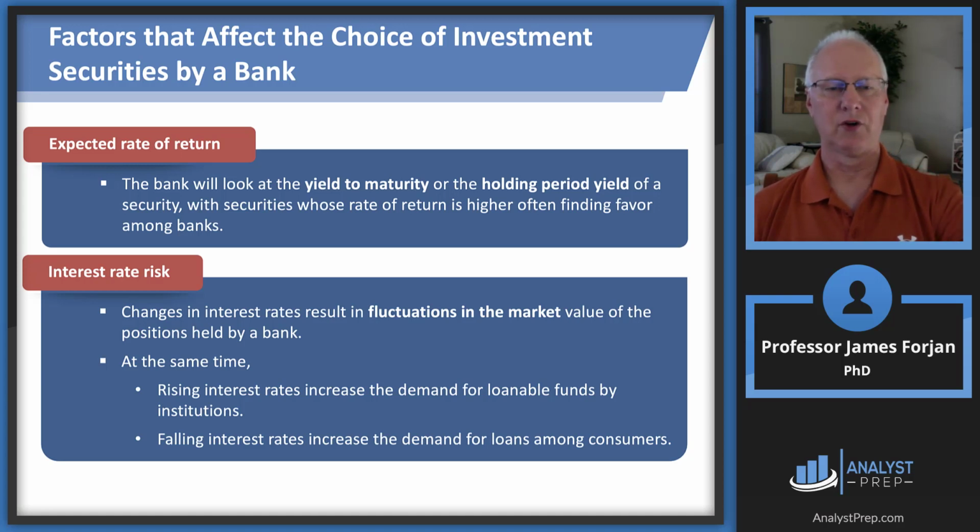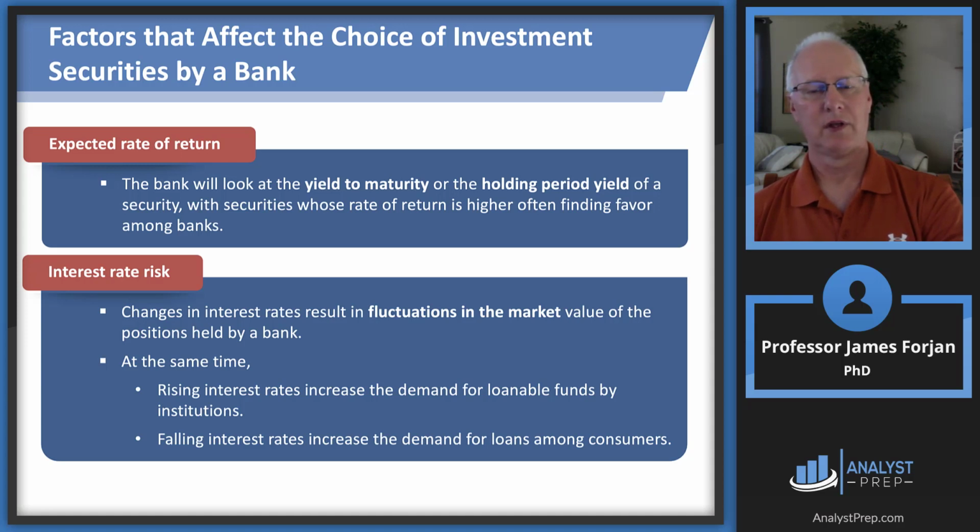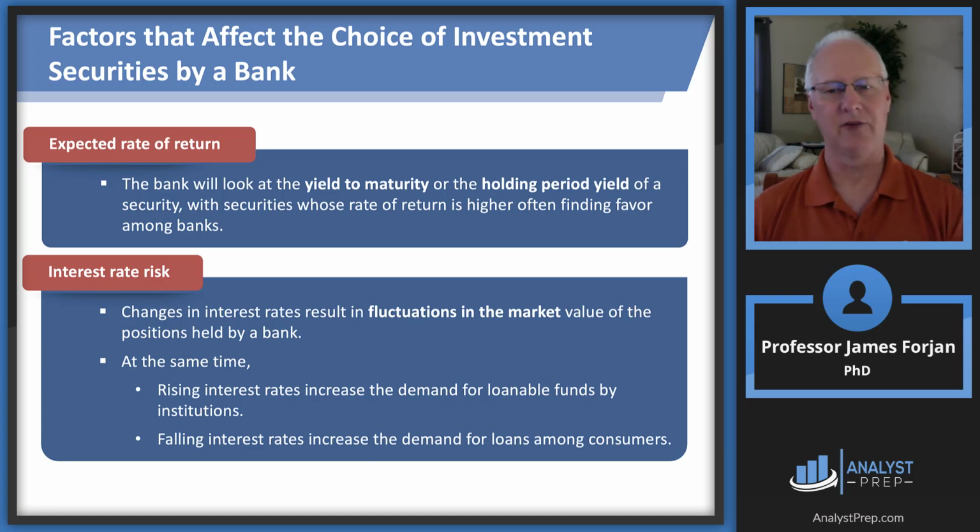But notice the two circle points there. This is important here. Rising interest rates increase the demand for loanable funds by institutions, but falling interest rates decrease the demand for loans among consumers. All right, so interest rate risk: when interest rates go up, there are consequences. When interest rates go down, there are consequences. Some of these are good, some of these are not so good.